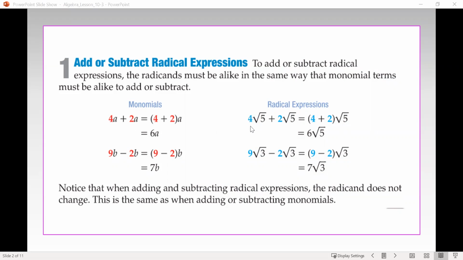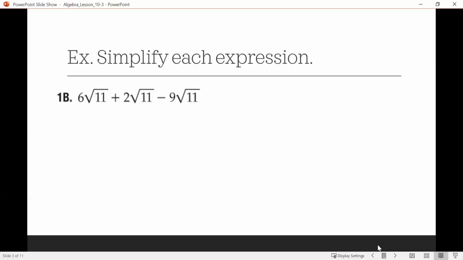So if you had something like 4 radical 5 plus 2 radical 5, these are like radicands, okay? And you can add what's in front of the radical and then keep the radical the same. So this would be 6 radical 5. Same thing with subtraction. You would subtract what's in front of the radical symbols as long as what's under the radical is the same, okay? They have to be like radicands. All right. So let's look at an example of this.